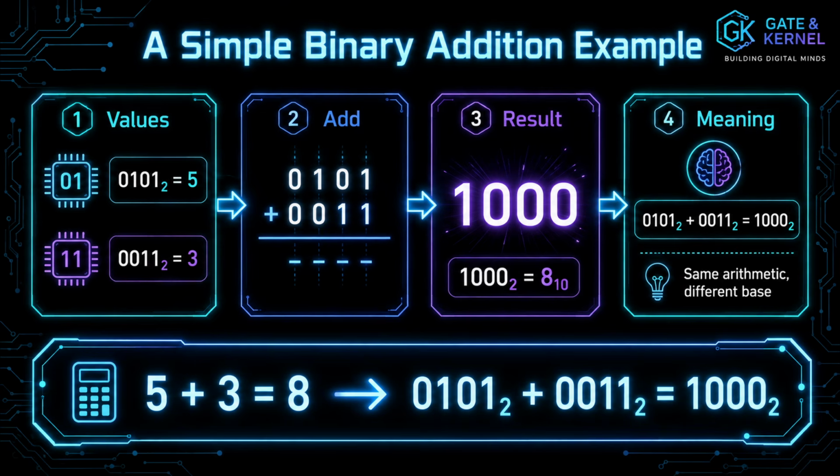Chapter 17. A simple binary addition example. Consider binary 0101 plus 0011. The first number is 5. The second is 3. So the result should be 8. Adding them in binary gives 1000. And binary 1000 represents decimal 8. The arithmetic is the same. Only the number system is different.